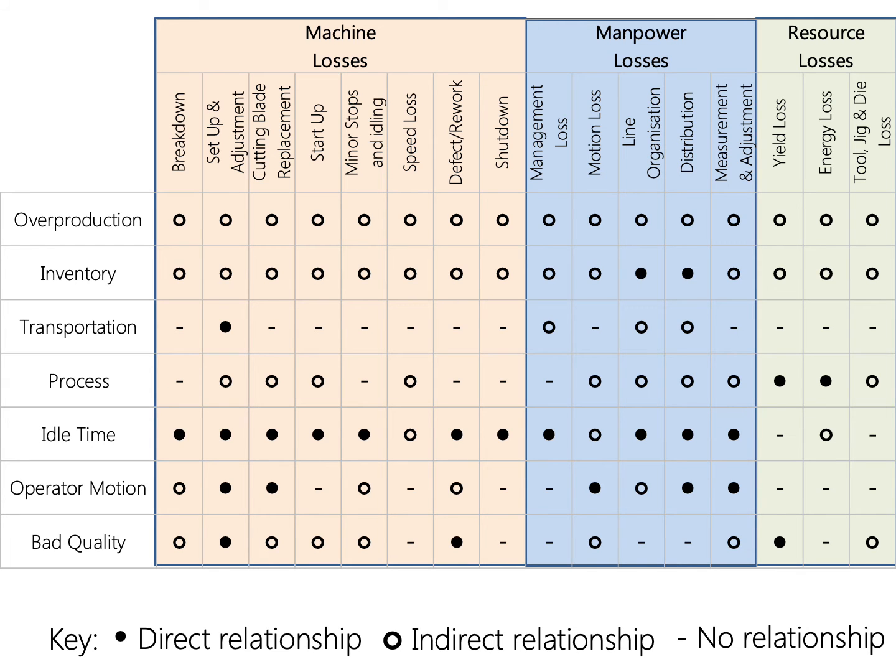So, if the 16 losses are the rocks under the sea of inventory, what is the relationship between the 16 losses and the 7 wastes? In this table, I've tried to show what I believe to be this relationship. Some of the relationships are direct, such as the loss of defects and the waste of bad quality. Some are indirect, such as the loss of breakdown and the waste of inventory. And some I don't think there is a relationship, such as the loss at startup and the waste of transportation.